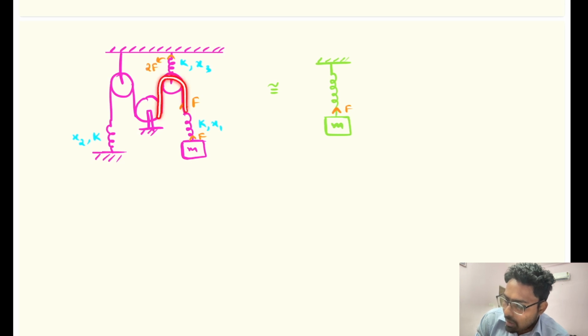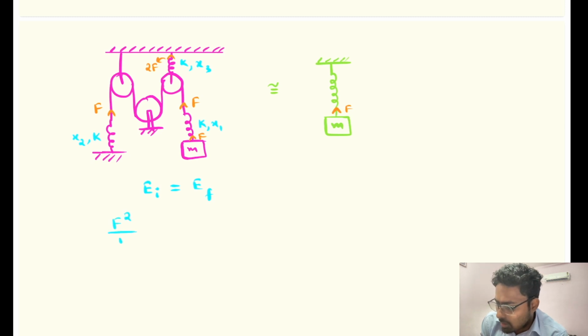and here F, here F, here F, here F. So here also the force will be F, right? Then, as I said, I'll equate energy initial equal to energy final. Sir, what will be initial energy? Initial energy is very simple. Just let us write the energy of this plus the energy of this plus the energy of this. What will be the energy of the leftmost one? F square by 2k plus.